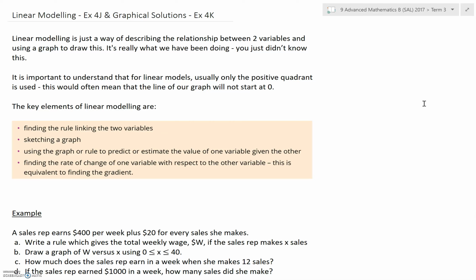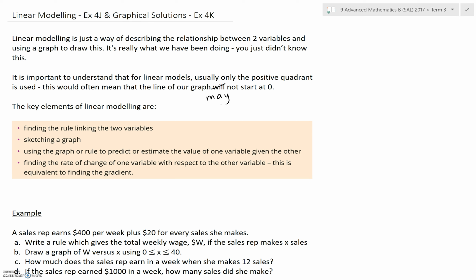So what is a little bit different about linear models is usually only the positive quadrant is used. Often that means the line of our graph may not start at 0, because we're working with real life stuff here. So we're usually not interested, or it doesn't make sense to have negative values. So we're usually only in the positive quadrant. There's some key elements to this.